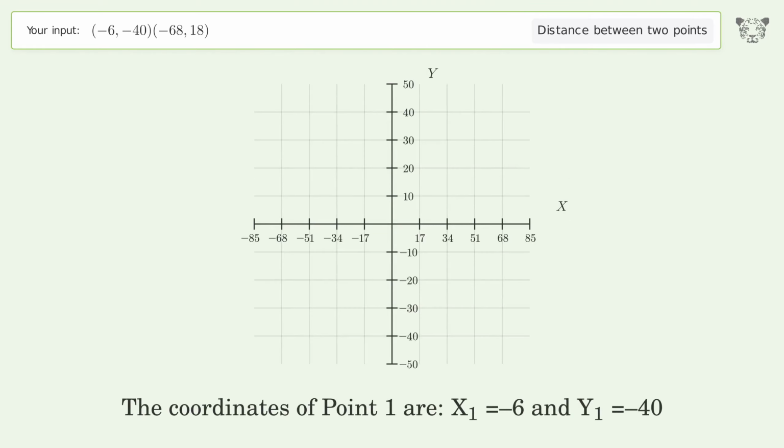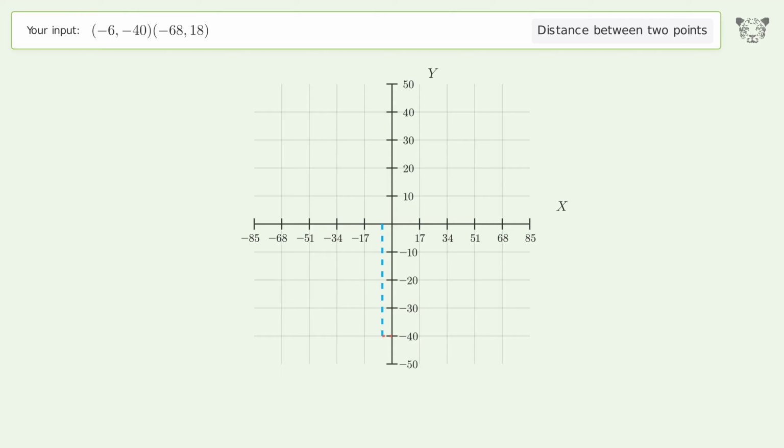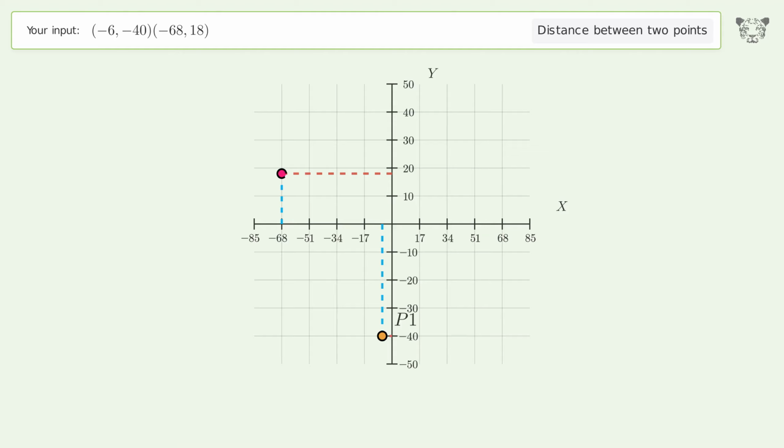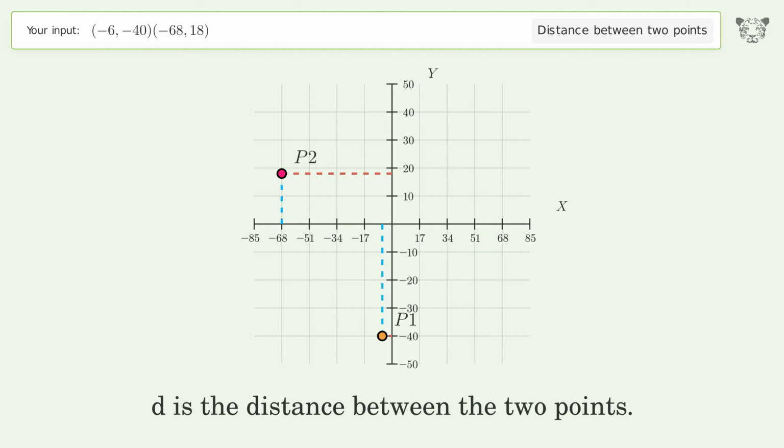The coordinates of point 1 are, x1 equals -6 and y1 equals -40. The coordinates of point 2 are, x2 equals -68 and y2 equals 18. D is the distance between the 2 points.